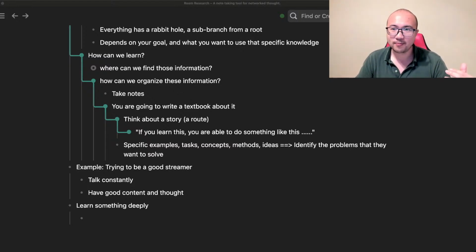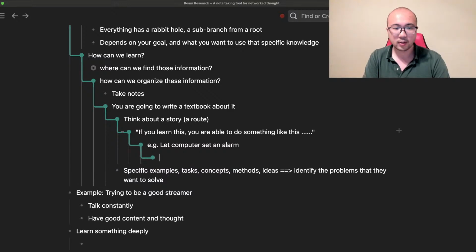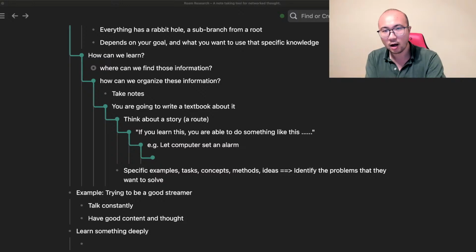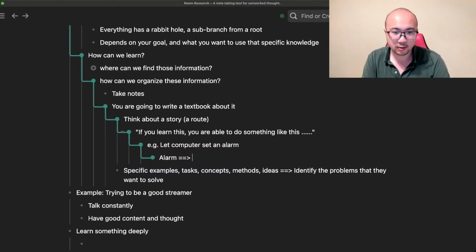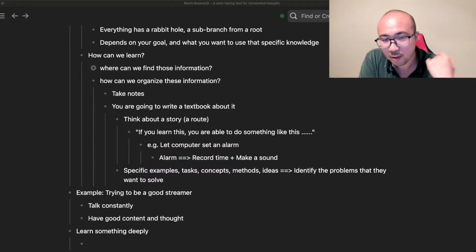So the first thing you say is, okay, I want a computer to set an alarm, right? This is just a trivial example. Let the computer set an alarm. Okay, this is your goal. What is the first thing that you need to think about? Alarm means two things. First, you need to be able to record time, right? You need to let your computer know what time it is right now. And you need to make a sound. You need to let your computer, or your phone, make a sound. It's similar stuff.